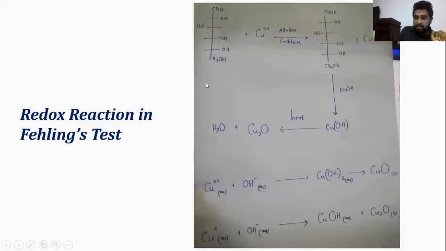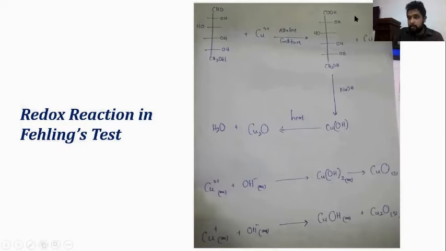There's an oxidizing agent, that is the Fehling solution, and there's a reducing agent, that is the reducing sugar. You know that glucose, fructose, maltose, and lactose are reducing sugars. Reducing sugars have a free aldehyde group or free ketone group. This free aldehyde group can be further oxidized into a carboxylic group, and the Cu2+ is reduced into Cu+.